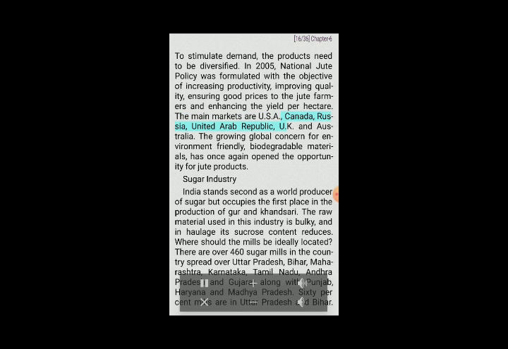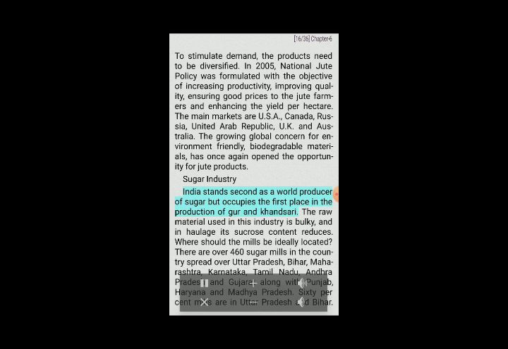The main markets are U.S.A., Canada, Russia, United Arab Republic, U.K., and Australia. The growing global concern for environment-friendly, biodegradable materials has once again opened the opportunity for jute products.